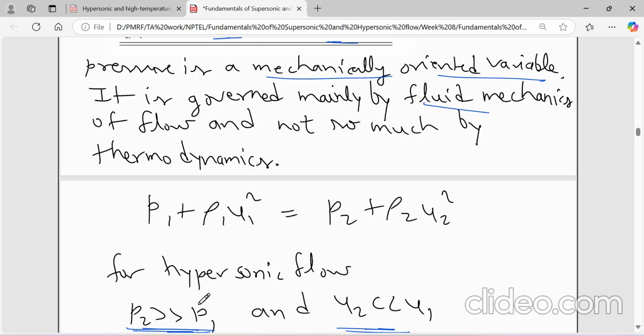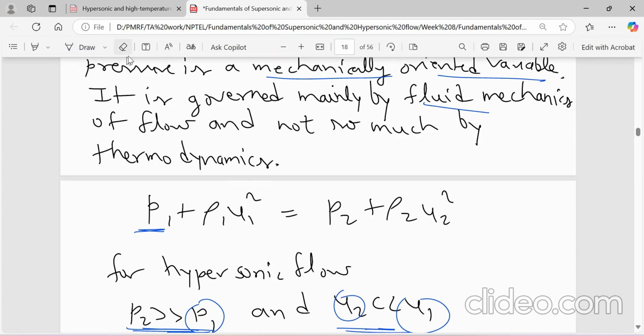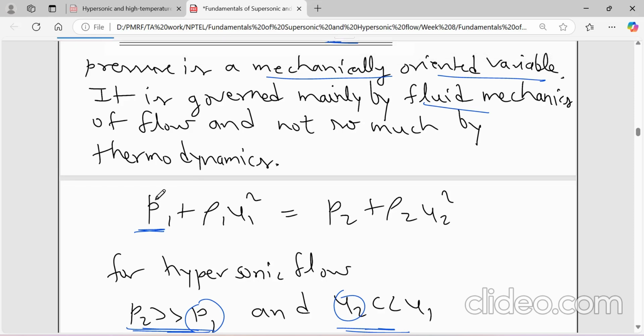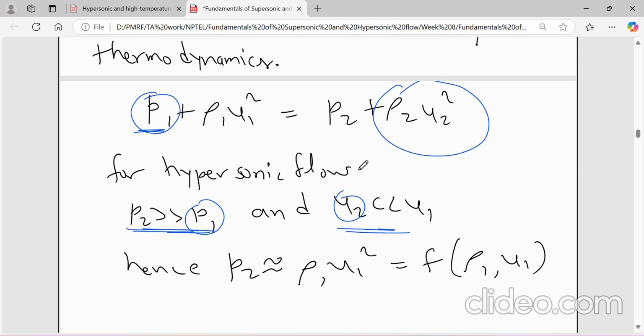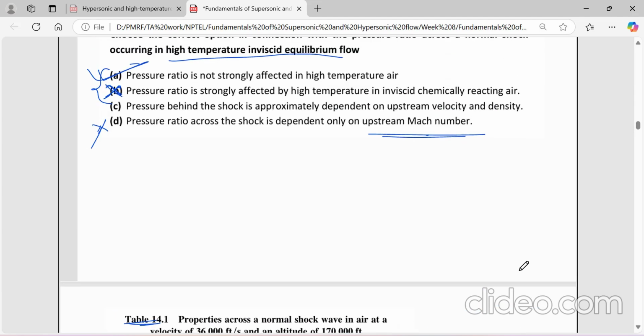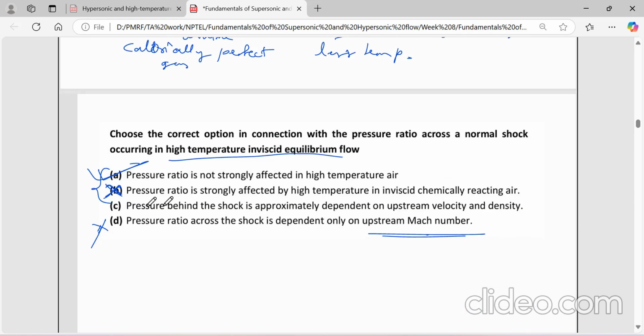So we can ignore the P1 and U2 terms. If we ignore them, then we get P2 approximately equal to rho 1 U1 square, which means it is a function of rho 1 and U1, the upstream density and velocity. So option C says this only, so it is also correct that the pressure behind the shock is approximately dependent on upstream velocity and density.